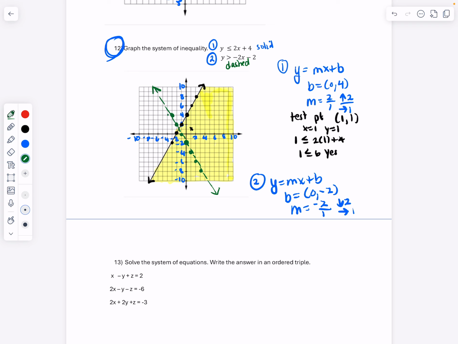Okay, now I have to shade. So I'm going to use test point 1, 1, which I already denoted with an X. It's right here. So x equals 1 and y equals 1. Okay, so is 1 greater than negative 2 times 1 minus 2? So is 1 greater than negative 4? And the answer is yes, that is true. So I'm going to shade the region which is to the right of the line, and I'm going to use a different color. I'm going to use pink.